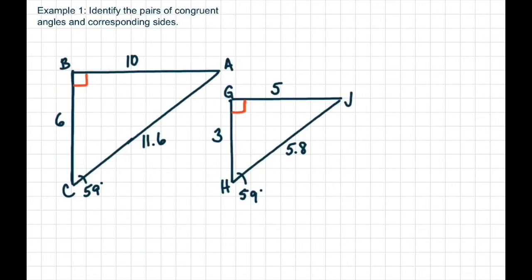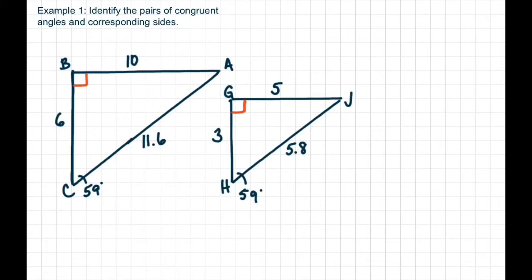So let's check our first example. Example 1 says, identify the pairs of congruent angles and corresponding sides. So that makes it pretty easy. So if I look here, I have angle A corresponds to angle J, angle B corresponds to angle G, and angle C corresponds to angle H. So I can see that B is 90, G is 90, C is 59, H is 59. And even though they don't tell us A and J, we know since these two are the same, then these last two have to be the same as well.